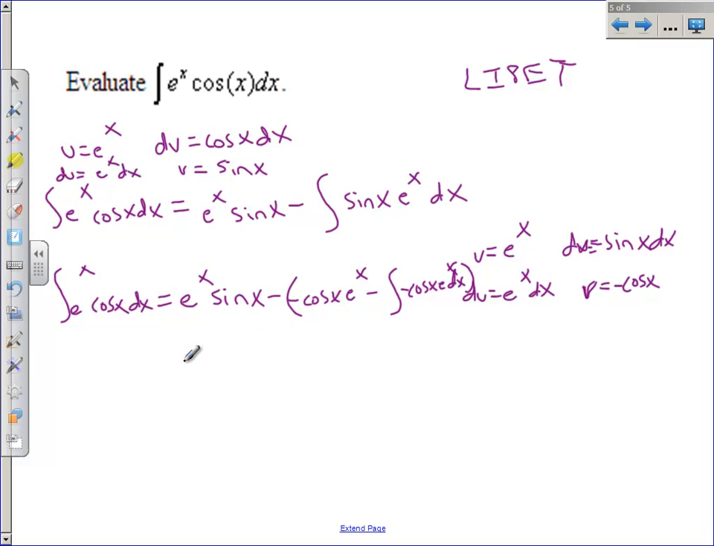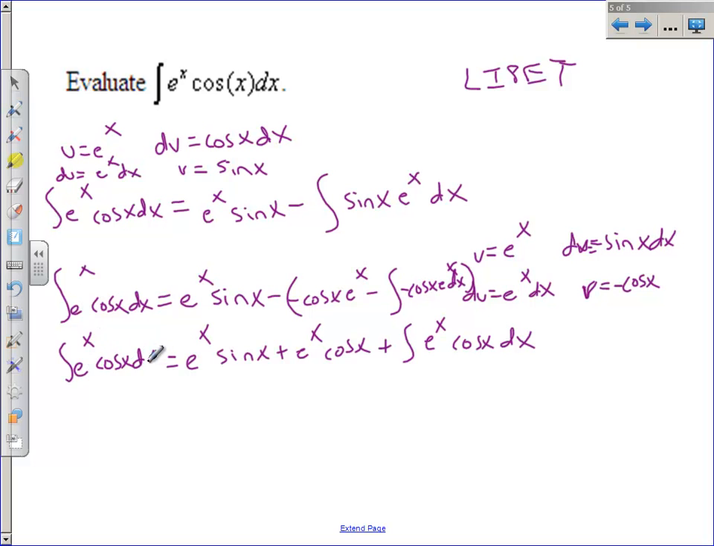Let's clean up some negatives. E to the x sine x plus e to the x cosine x plus the integral of e to the x cosine x. Are you kidding me? Look what I have in this integral. I am right back where I started. So it looks like I'm going to be going in circles. But notice that I have an equation here that is a true statement. E to the x cosine x dx was my original problem, right?